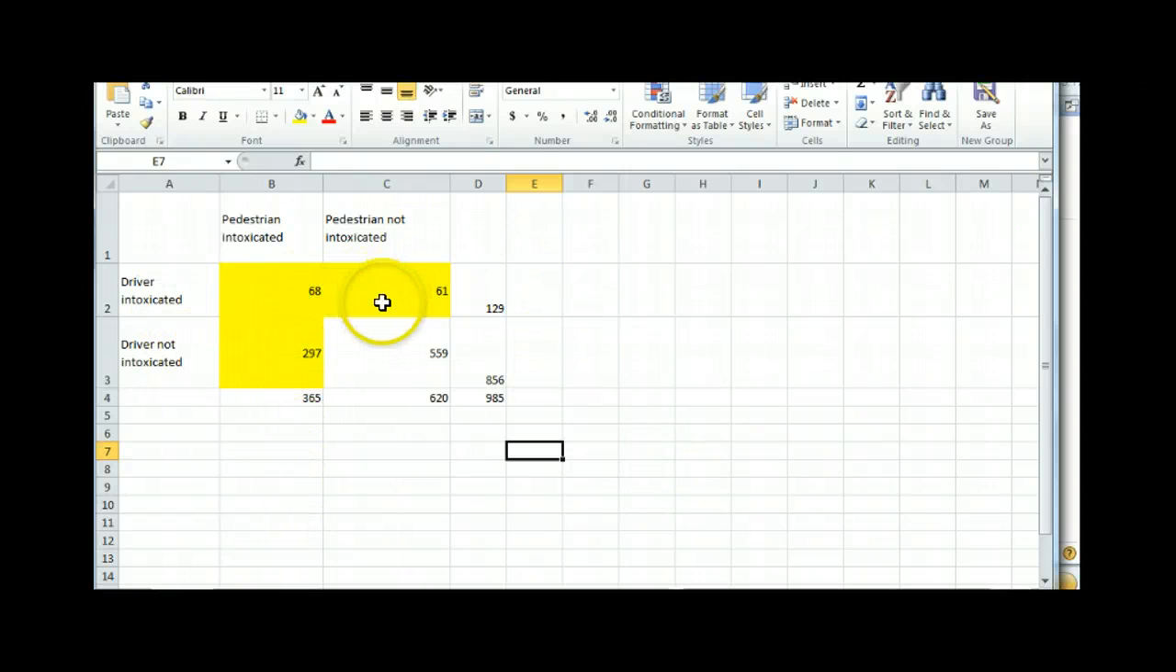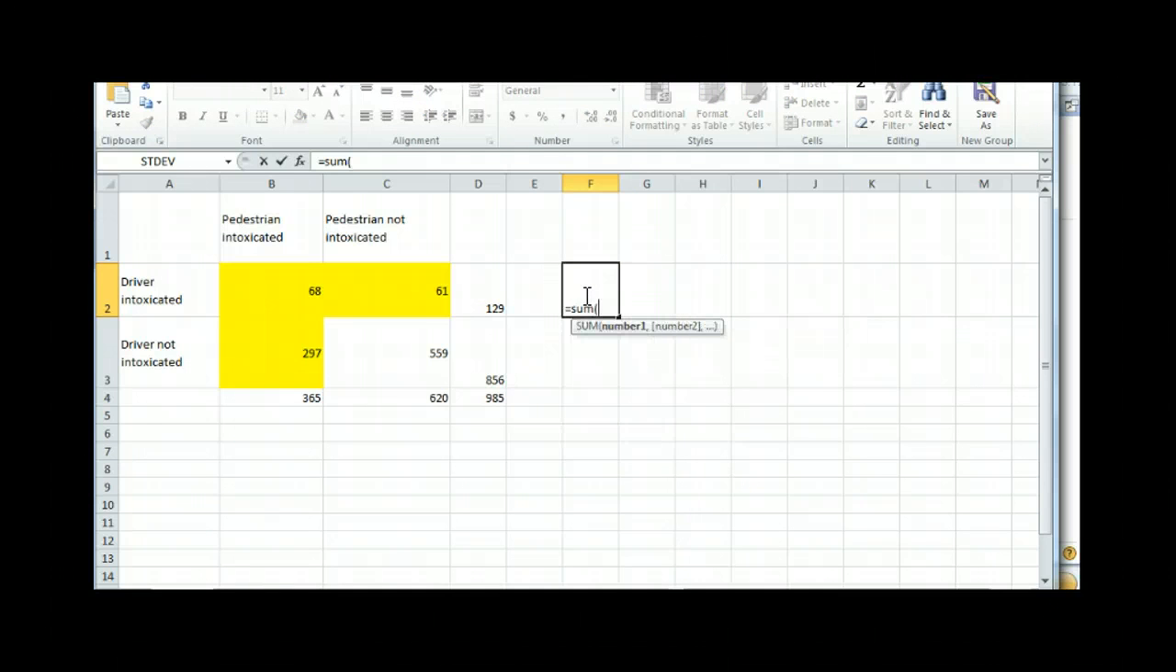Right? I know that these two sum to 129. I know that these two sum to 365. So I could either use this and add the 61 to it, or I could use the 129 and add the 297 to it. But it doesn't matter. In my opinion, the easiest way is just write equals sum, and then just click these three cells that we got highlighted in yellow. This one, this one, and this one. Add those together, I get 426.